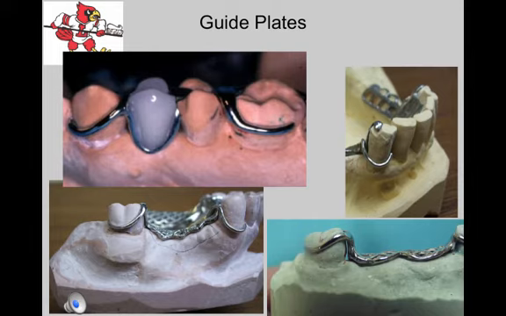Here are examples of what the guide plate and guide plane look like. Ideally, we prepare a 2 to 3 millimeter flat surface on each proximal surface of the abutment teeth. Metal will contact these flat surfaces and will guide the prosthesis into final position. This will help to create stability of the partial.